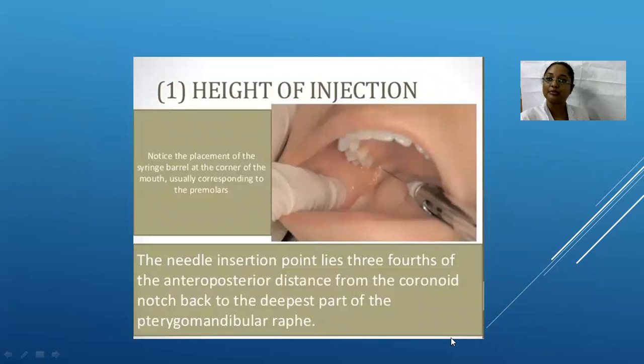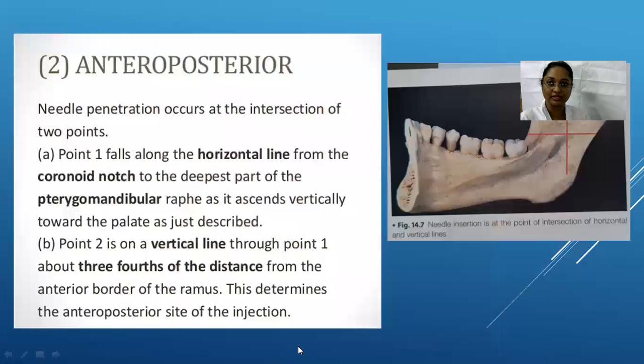This imaginary line should be parallel to the occlusal plane of the mandibular molar teeth. Then the second parameter is the anterior posterior placement of the injection. Notice the placement of the syringe barrel at the corner of the mouth, usually corresponding to the contralateral premolars. The needle insertion lies 3/4 of the anterior posterior distance from the coronoid notch to the deepest part of the pterygomandibular raphe.